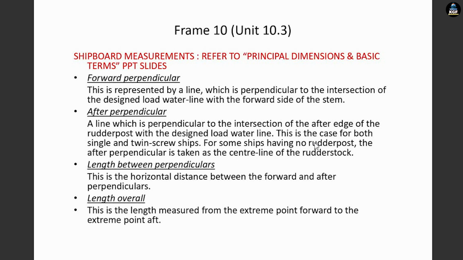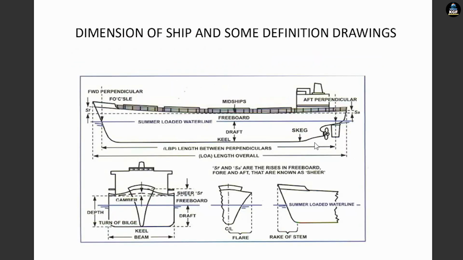Length between perpendiculars is the horizontal distance between the forward and after perpendiculars. Length overall means length measured from the extreme point forward to the extreme point aft. So these are the dimensions of a ship and some definition drawings.